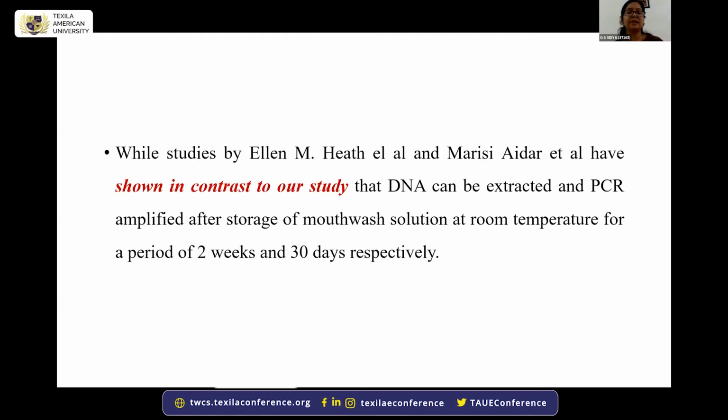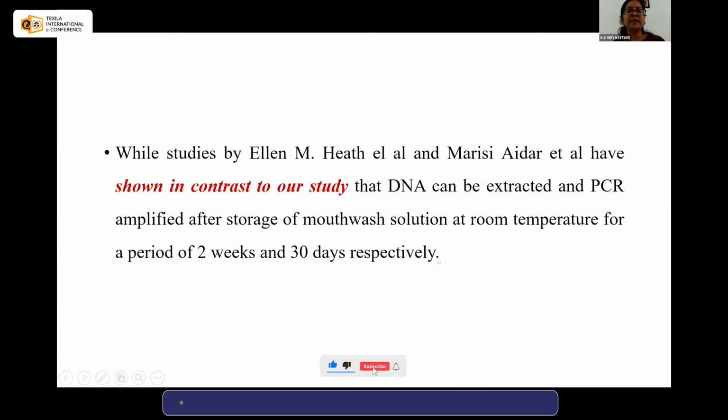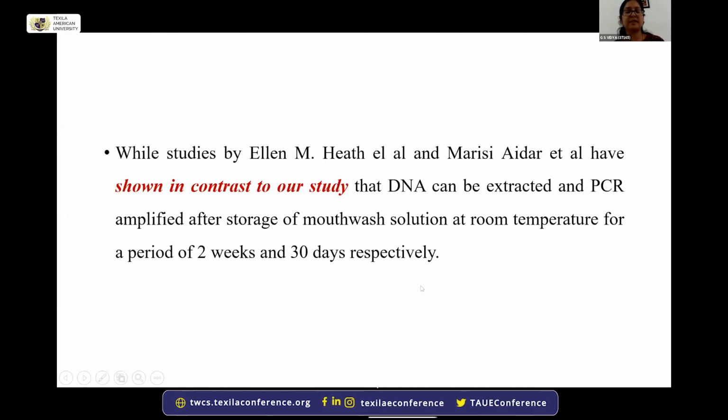However, in contrast, we found certain studies wherein Ellen H. et al. and Marcy Ajar were not able to extract the DNA after a period of 2 weeks and 30 days respectively. We have to note that we come from a tropical climate, that is, the study was done in India. So the lab equipment and the temperature definitely do vary, and therefore this can act as a limitation when we're trying to store the samples.